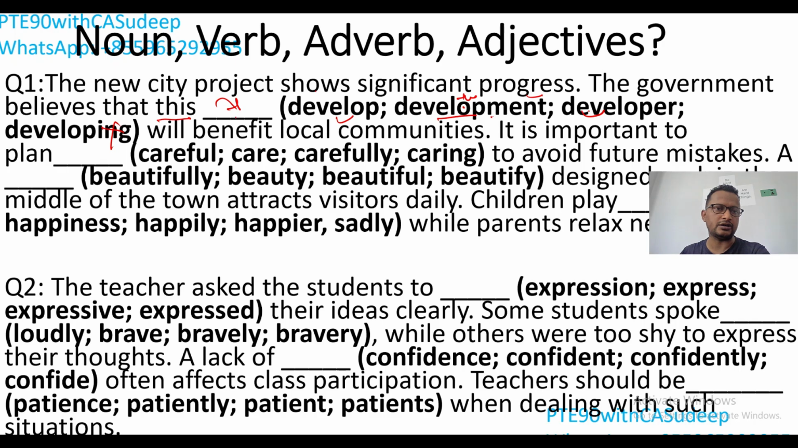Now you need to read the context. The new city development project shows significant progress. The government believes that this developer, no, right? We are talking about the whole process. That process is the development process. So development is the correct one. Will benefit local communities. Okay.